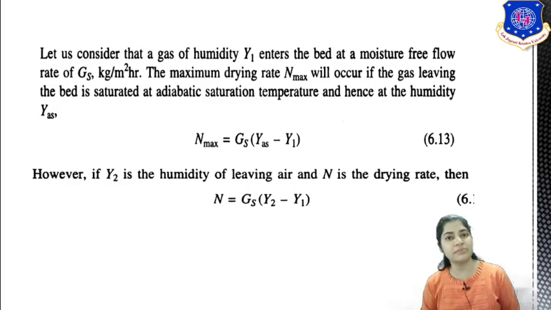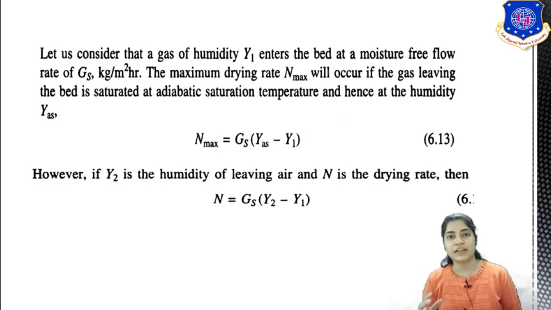So the maximum drying rate is N max if the gas leaving the bed is saturated at adiabatic saturation temperature. Okay, your gas leaving the bed is saturated. Most amount of liquid has been transferred to your gas. It is saturated, the saturation level has been achieved, but the temperature is what? Adiabatic saturation temperature. Then the humidity is what? YAS.